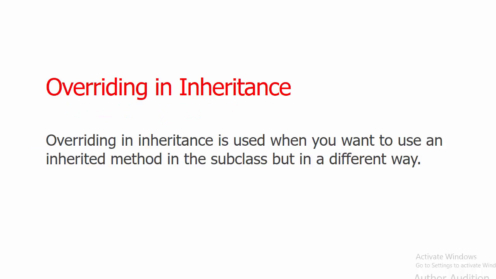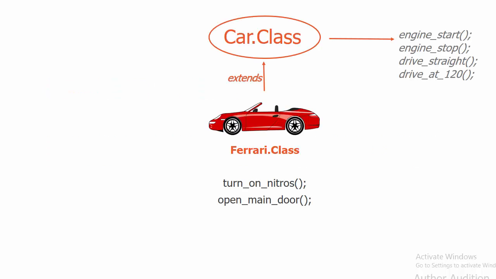Overriding in inheritance is used when you want to use an inherited method in the subclass but in a different way. Like when we did in the Ferrari class. We have a Ferrari class extends car class, which will provide all the four methods in this class, and then we want to use drive at 120 method in a different way, so we will declare it in the Ferrari class. In this situation, the compiler will take it from this class directly.